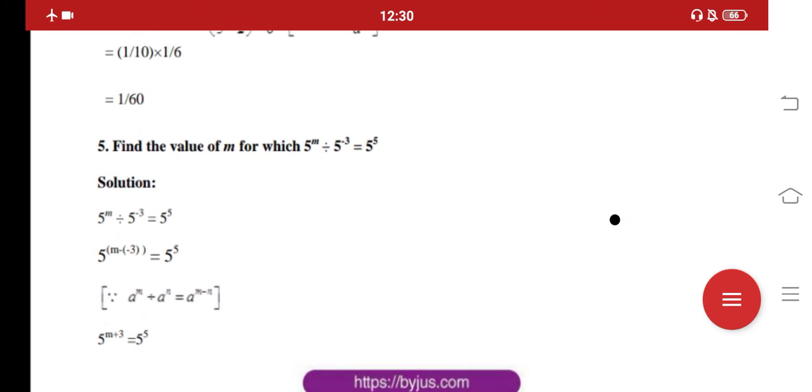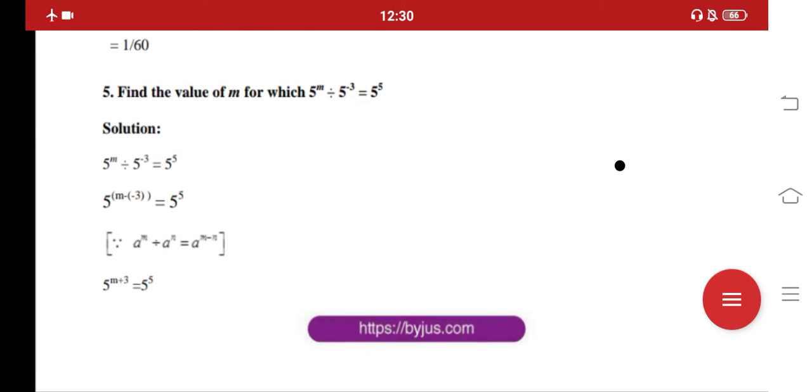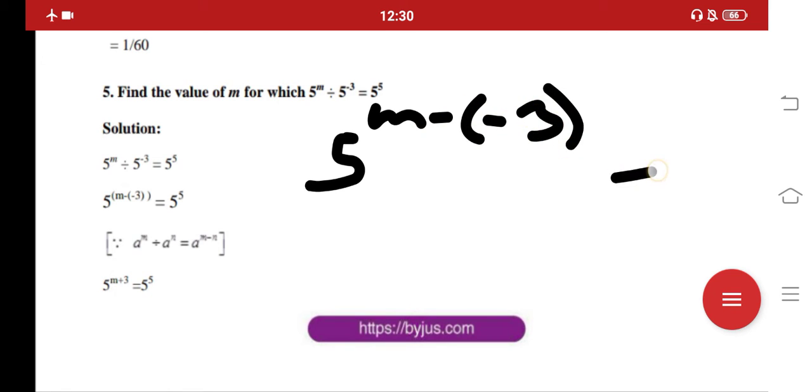Question 5, find the value of m. It is given as 5 to the power m divided by 5 to the power minus 3. Now we know that if the same base is given and different exponents are given, then we have to subtract the exponents. So we will write 5 to the power m minus minus 3, equal to 5 to the power 5.